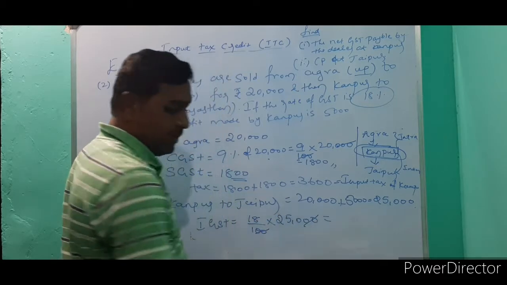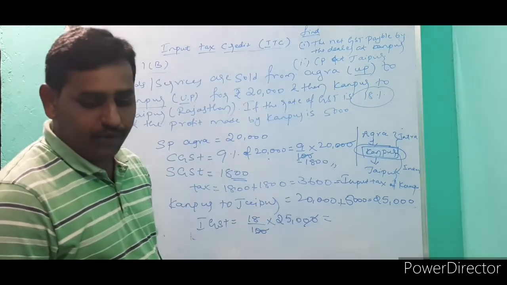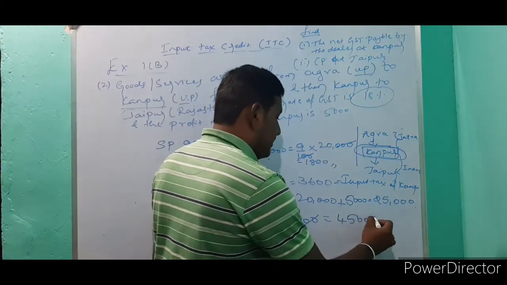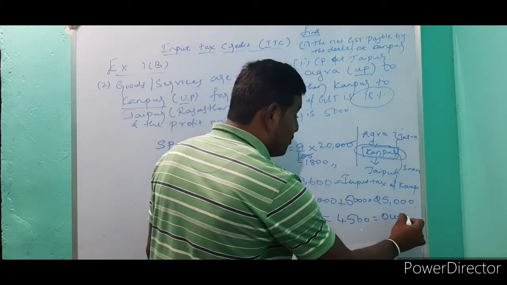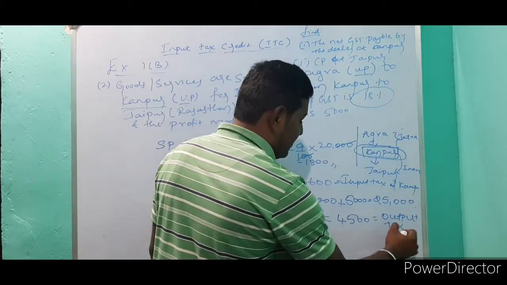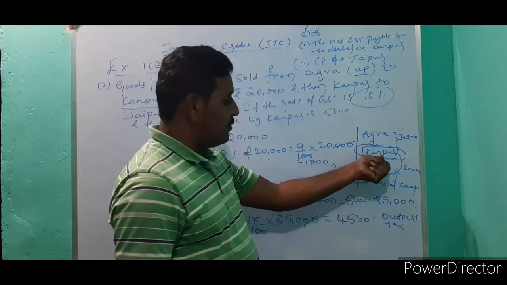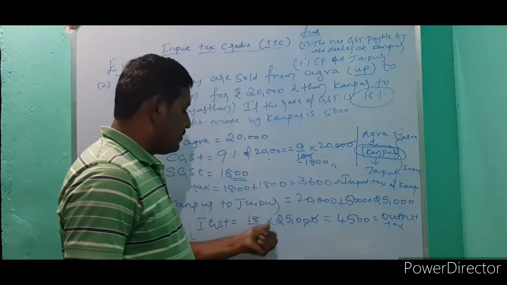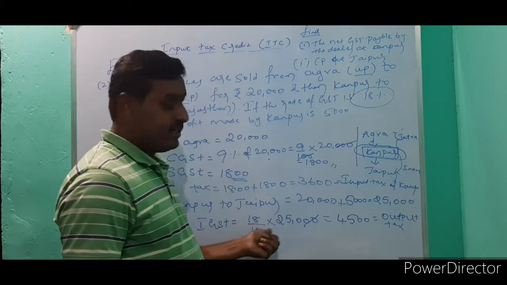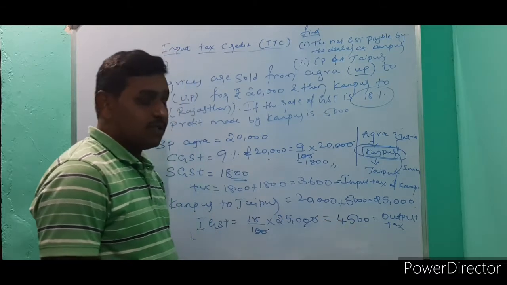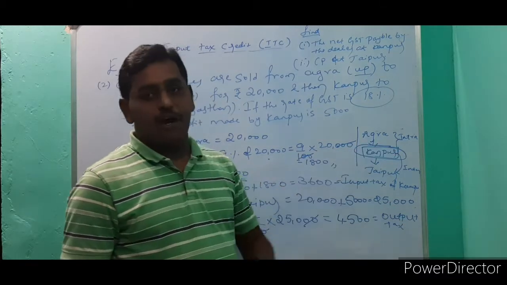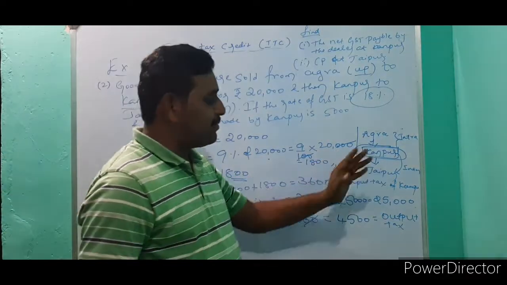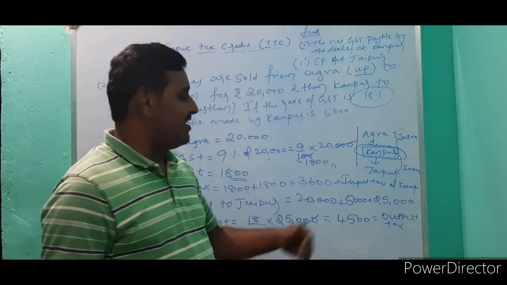2020 get cancelled. If you multiply 18 into 250, you will get 4,500. This is output tax. Now Kanpur to Jaipur we are selling at the rate of GST 18%. So the selling price of GST percentage if you calculate, you will get 4,500. This is output of Kanpur. Or you can consider input of Jaipur also, but we don't want to consider.